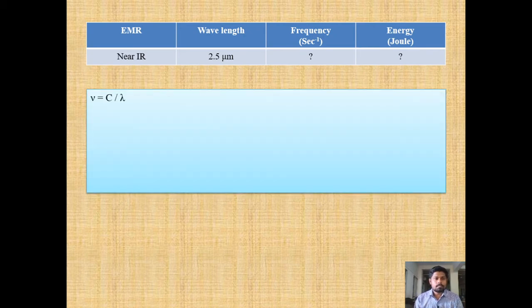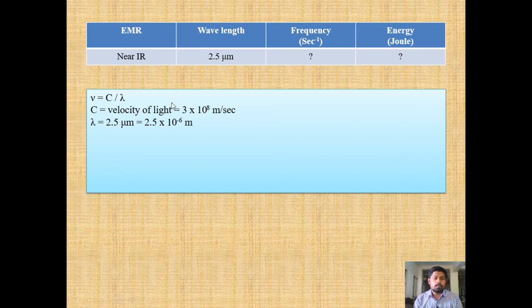The answer is, you know the relationship between the frequency nu, velocity of light c, and wavelength lambda. If you put the values here and rearrange the equation, the velocity of light c is 3 into 10 raised to 8 meter per second. You must remember this value also. It is also 3 into 10 raised to 10 centimeter per second. The value of wavelength is given to you, that is 2.5 micrometer.